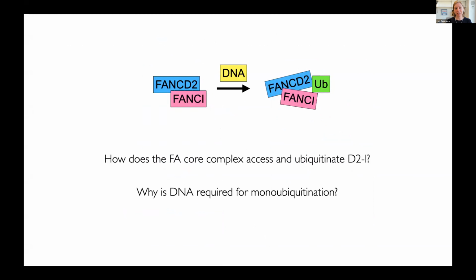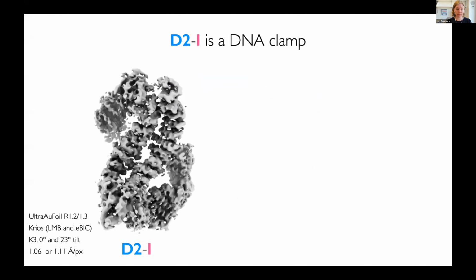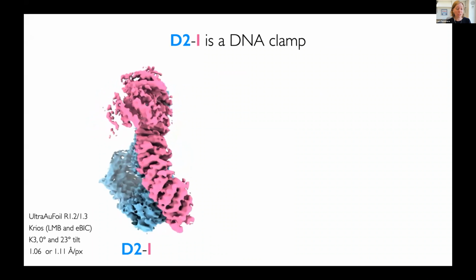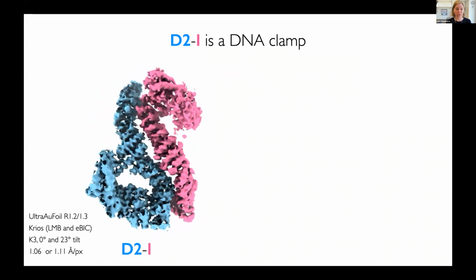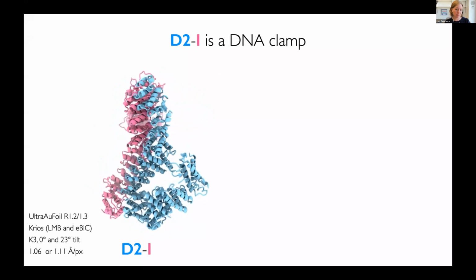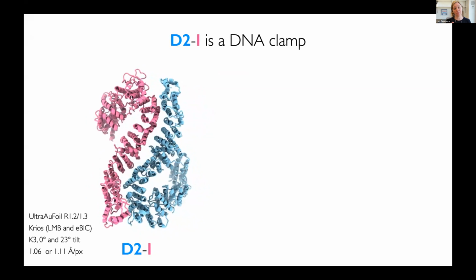Second, it was really unclear why DNA is required for monoubiquitination. So to address this, we used our in vitro reconstituted system to purify and image both the unmodified and ubiquitinated substrate proteins. First, the structure of the D2I complex without ubiquitin is almost identical to the crystal structure I already showed you. Again, I've colored D2 in blue and FANC-I in pink. And although this sample was prepared in the presence of DNA, DNA is not visible in the map. We know that it does bind DNA, but we think it must have a fast off rate.